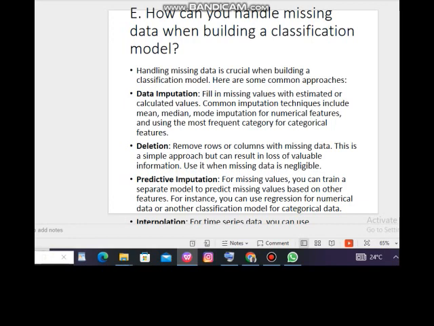Deletion. Remove rows or columns with missing data. This is a simple approach but can result in loss of valuable information. Use it when missing data is negligible.